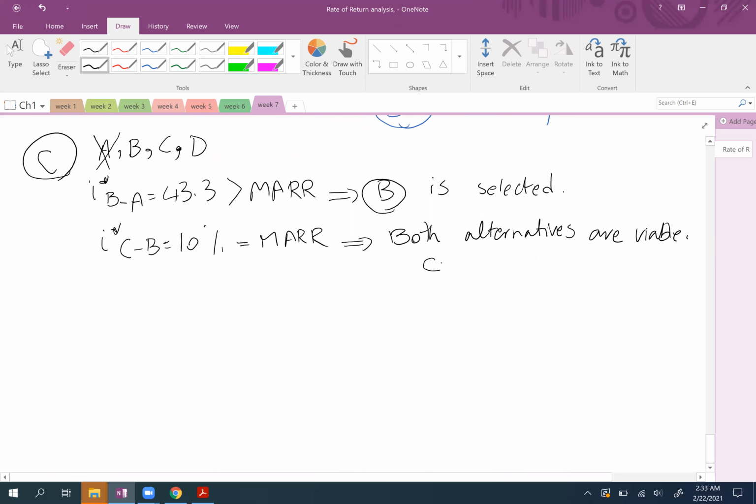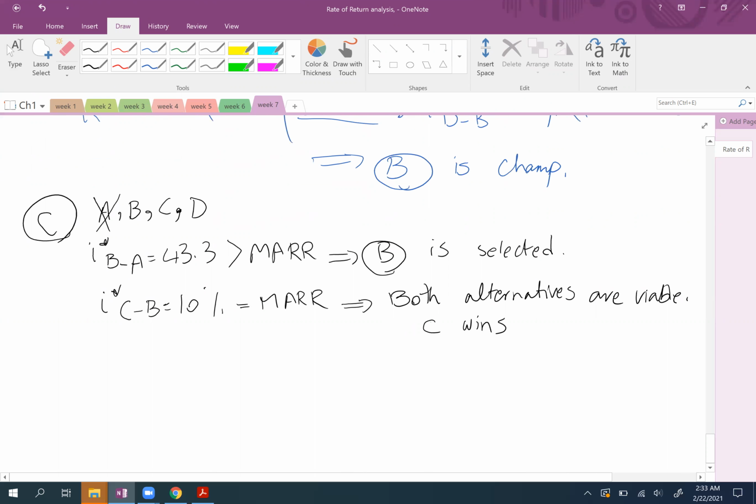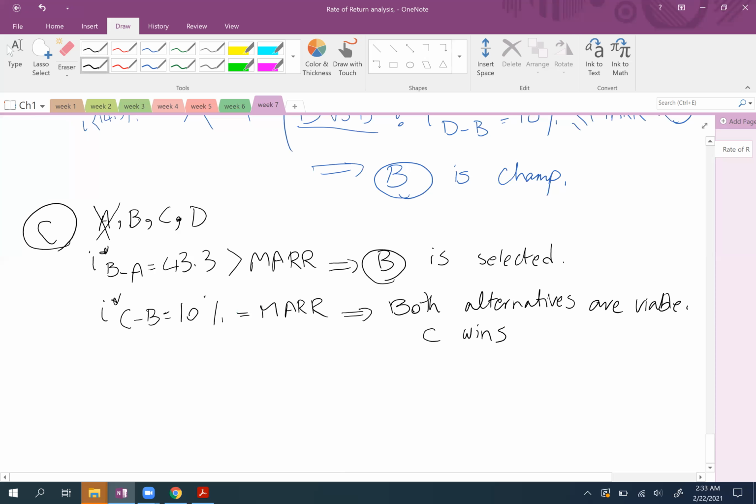So C wins over here. I will come back to this list. I will drop B. Defender will be dropped. So C wins in this round. The last round that I have over here is to compare D versus C. So D minus C. Again, if you look at that, it will be equal to 10%, which is equal to MAR. And if that is the case, similar to what we did, we would drop the defender, we would drop the cheaper one. So D will be selected, D wins.